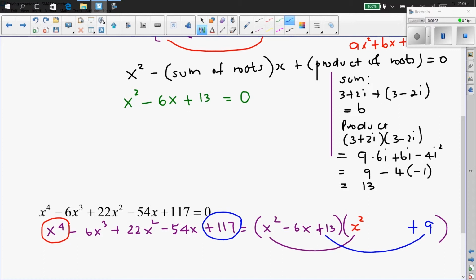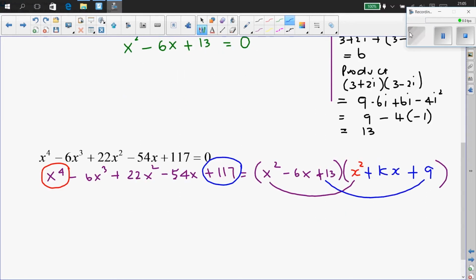And because the second factor is also quadratic, I'm going to write it as x squared plus kx plus 9. So the coefficient of x will be k, and I'm going to use the inspection method again to find the value. To find the value of k, let's concentrate on all of the terms that contain the variable x. So I got minus 54x.